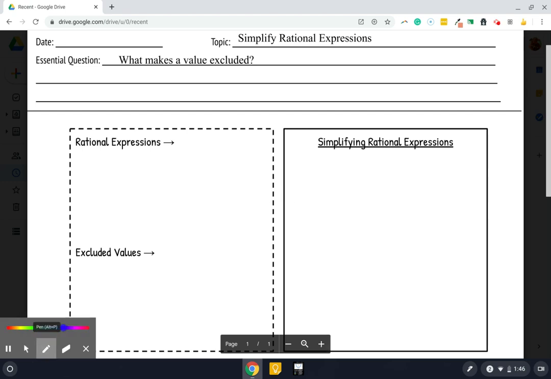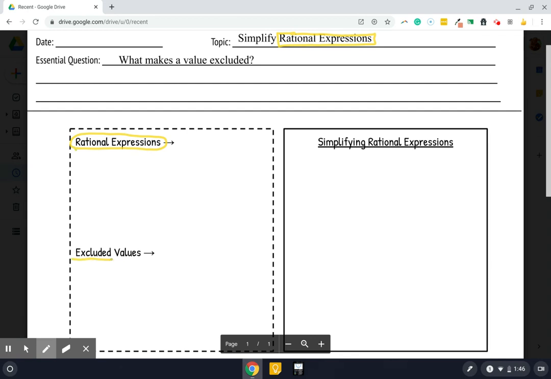Hey guys, we are kicking off this new unit and we are diving into what are called rational expressions. As we get going, we've got to have that phrase tucked in the back of our mind because that is what this unit is all about. And so rational expressions, definitely going to define that.